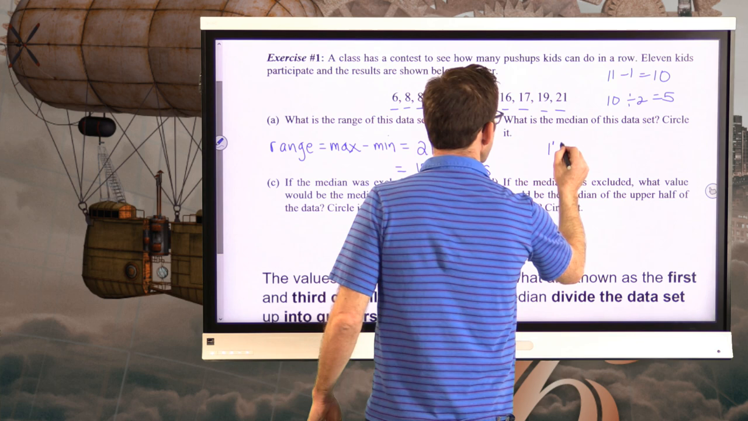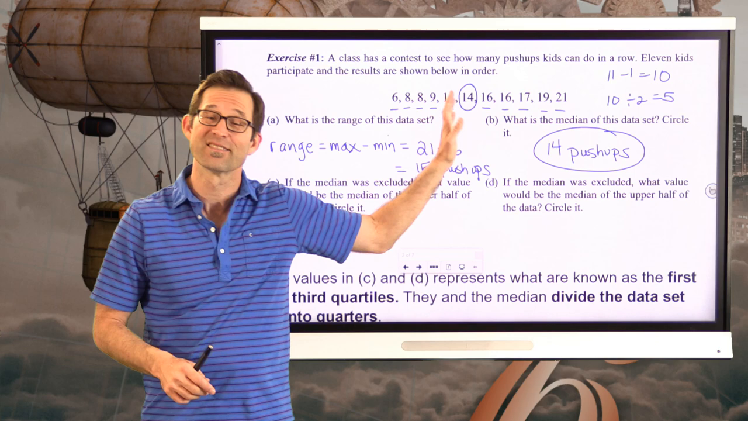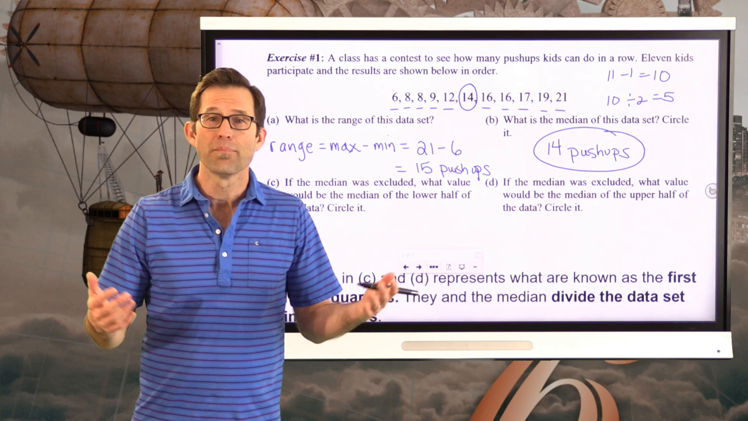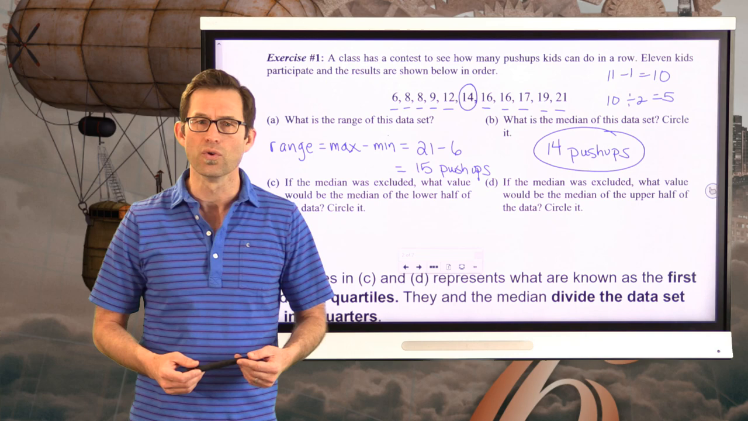The median is what's known as a measure of center, which really makes a lot of sense given that it's the number in the center of the data set. But really, if you were trying to answer the question, how many push-ups can middle school students do, and you went out and you collected this data set, you might say, well, the median number of push-ups was 14, right? Meaning that the typical student could do 14 push-ups in a row.